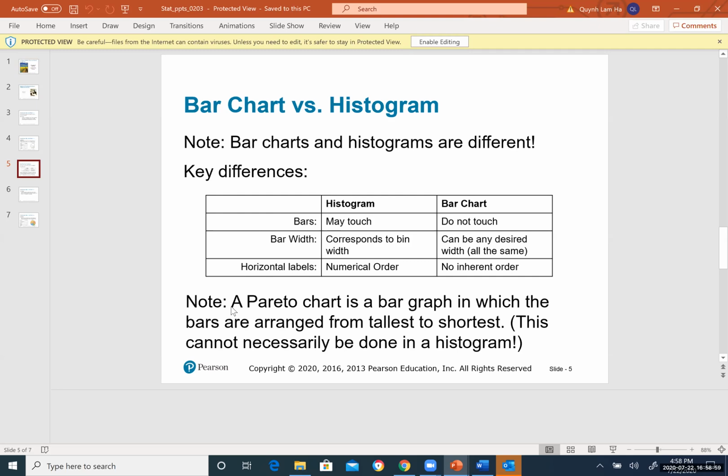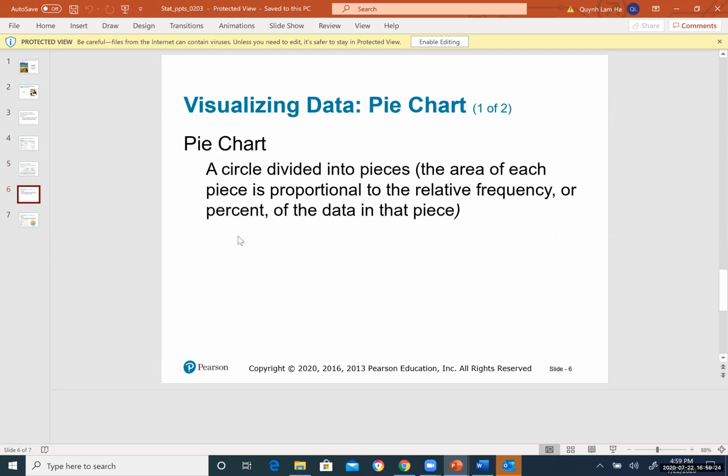And another chart, kind of similar to a bar chart, is the Pareto chart. A Pareto chart is a bar graph, but these bars are arranged from tallest to shortest. Okay, so make sure you understand these key terms right there. So this cannot necessarily be done in a histogram. Yes. You can look at the Pareto chart in the textbook, or you can Google it.